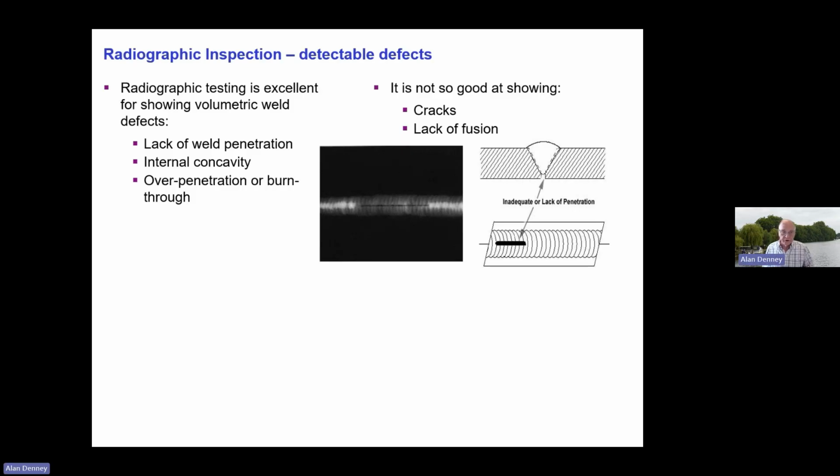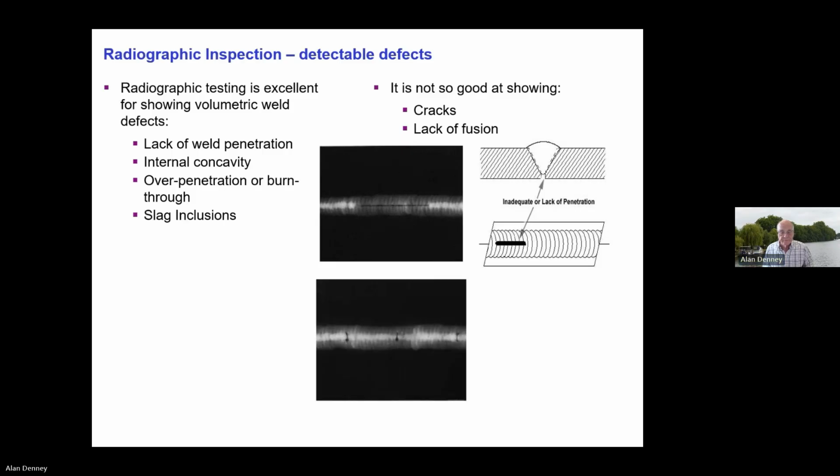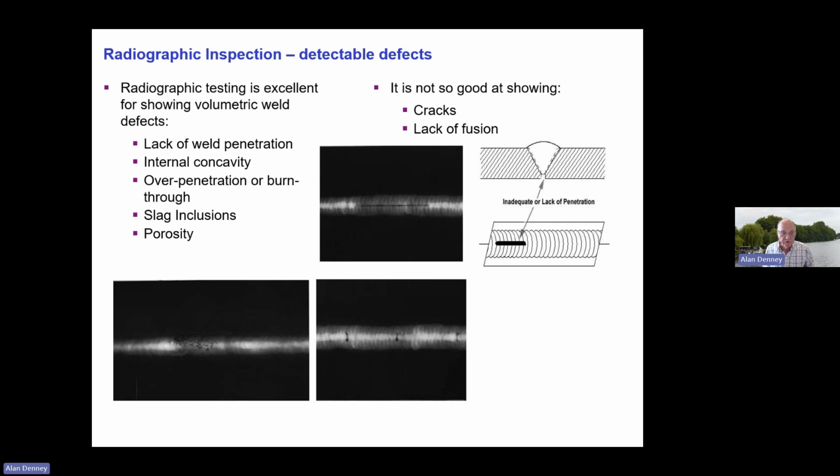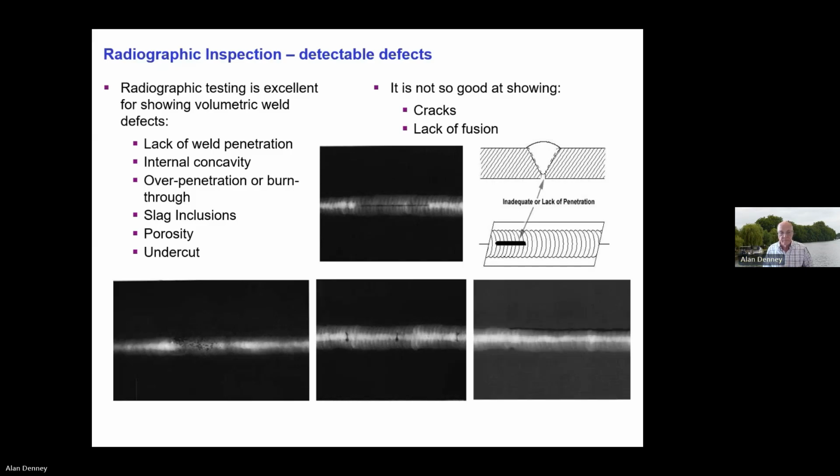It also is good at showing over penetration or burn through, which would show up much lighter. If you've got slag inclusions, they constitute a void, so they show up as black indications. And porosity shows up well as well. And also undercut. So that's what radiography is really excellent at showing.